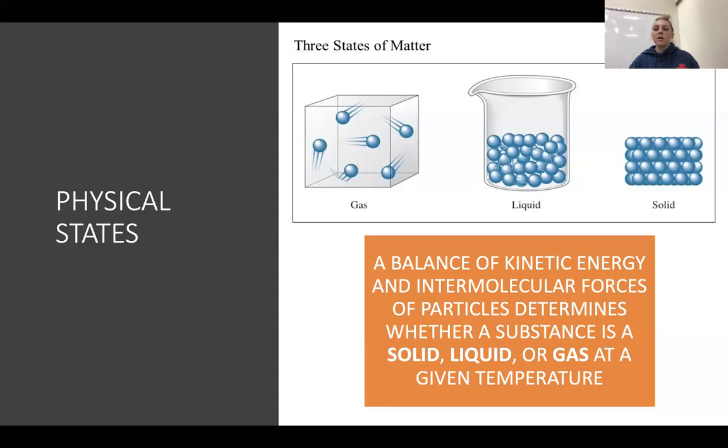You have three physical states. You have your solids, your liquids, and your gases. You can see them in the picture up here. What determines the physical state of a particle? That would be your kinetic energy and your intermolecular forces. It's really a balance between these two, and as the balance between them changes and shifts, so does the substance. It can become a solid, a liquid, or a gas.